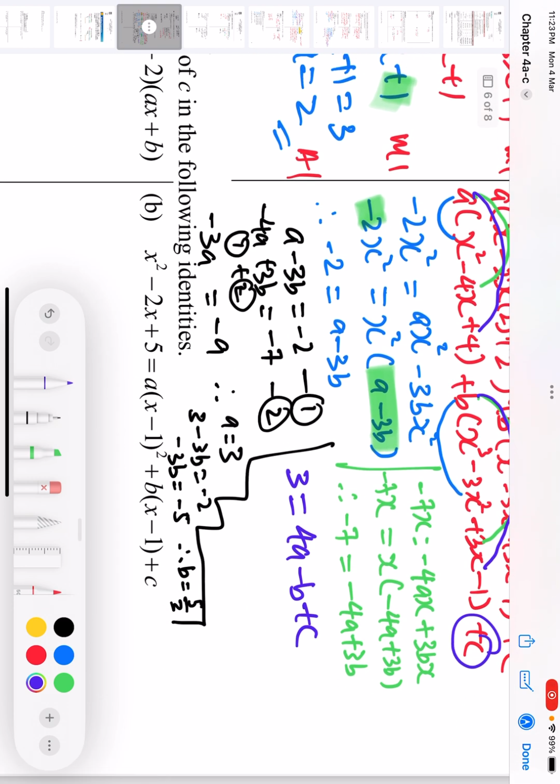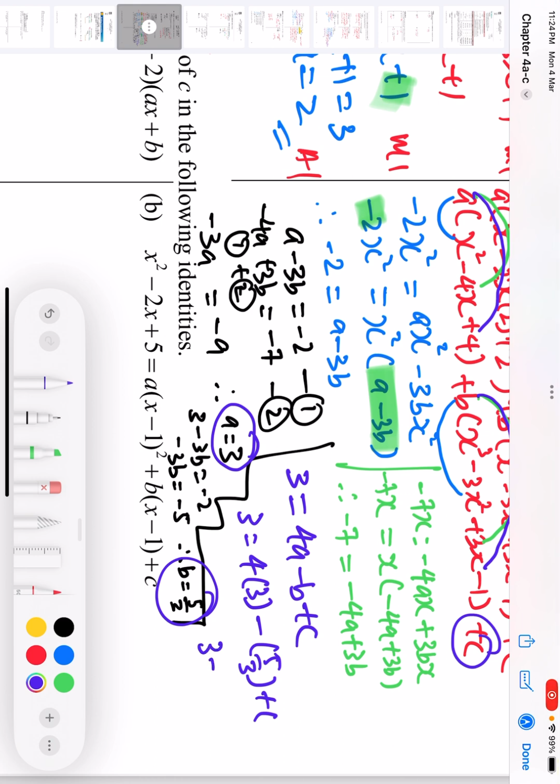Do you know what a is? Yes, you do. You know what a is. Do you know what b is? Yes, you do as well. So 3 is equal to 4 times a, which is 3, minus 5 over 3 plus c. So all we have to do is solve this equation and we'll get the answer.